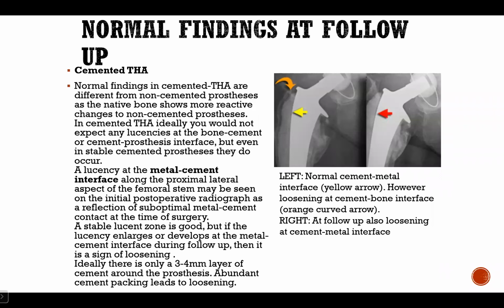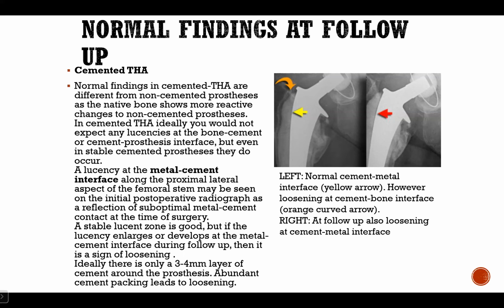A lucency at the metal-cement interface along the proximal lateral aspect of the femoral stem may be seen on the initial post-operative radiograph as a reflection of suboptimal metal-cement contact at the time of surgery. A stable lucent zone is good, but if the lucency enlarges or develops at the metal-cement interface during follow-up, then it is a sign of loosening.